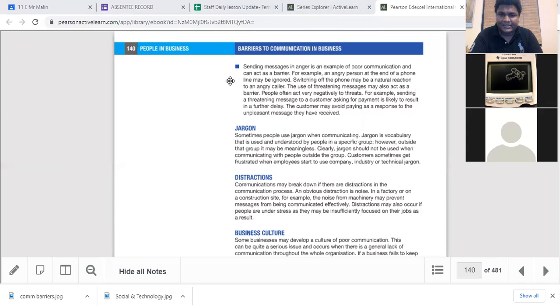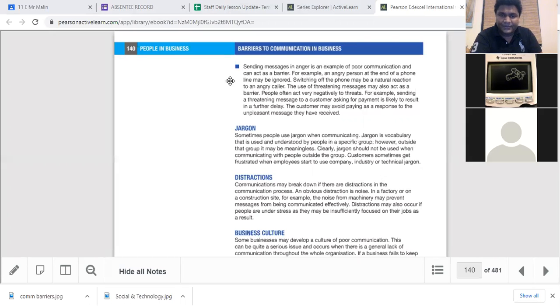Threatening messages may also act as a barrier. Sometimes people react very negatively to threats. For example, sending a threatening message to a customer asking for payment is likely to result in further delay. The customer may avoid paying as a response to the unpleasant messaging they have received. So threatening messages should be avoided. You must use a pleasant, polite way to address someone. These are the skills that you should develop in communication.